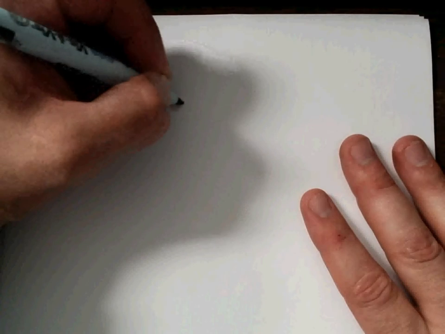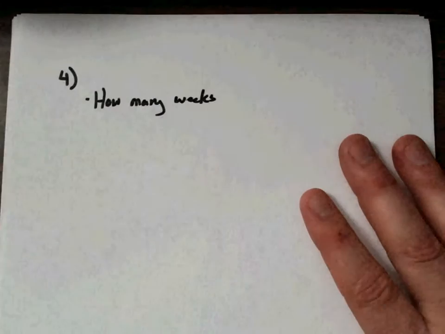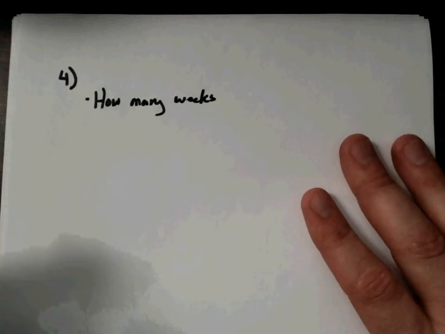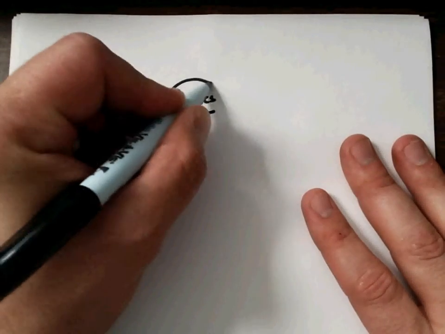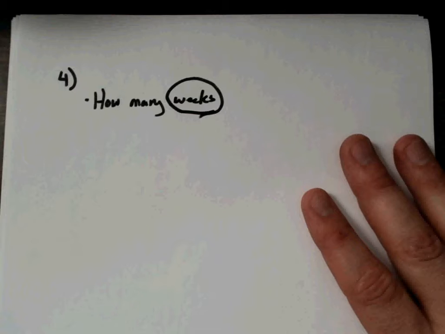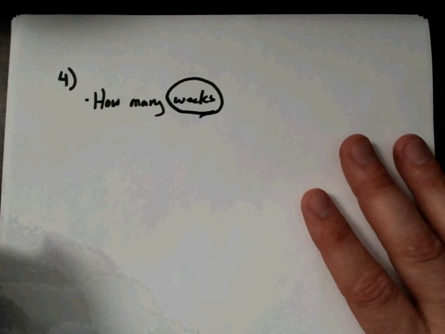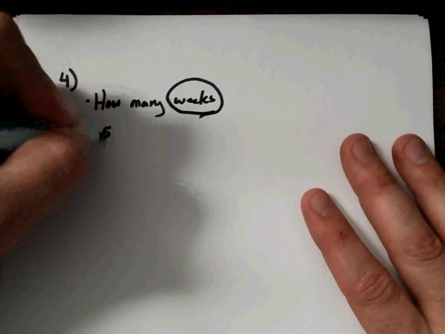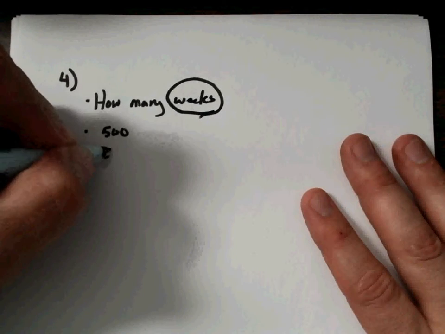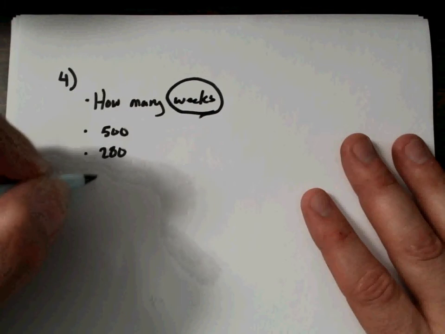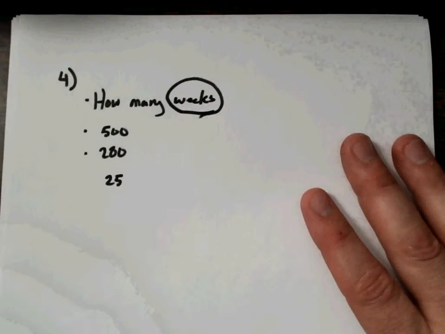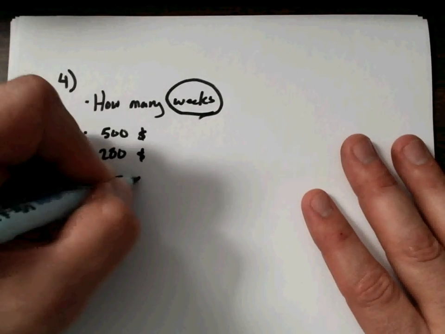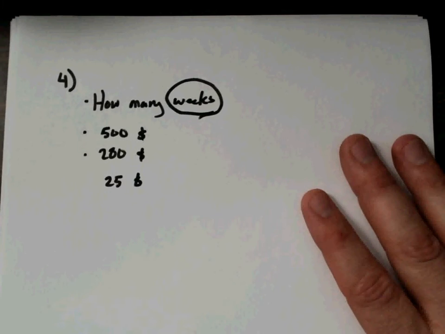Now what I encourage you to do once again is underline this in your word problem. I just don't have it printed out. So how many weeks is the question? Weeks is our unit of measure, so that helps us trim the fat of the problem. And the numbers that are associated with it are 500, 200, and 25. Okay? Now these are all dollars. So the units is fine. And those are the numbers that are going to make up our equation.